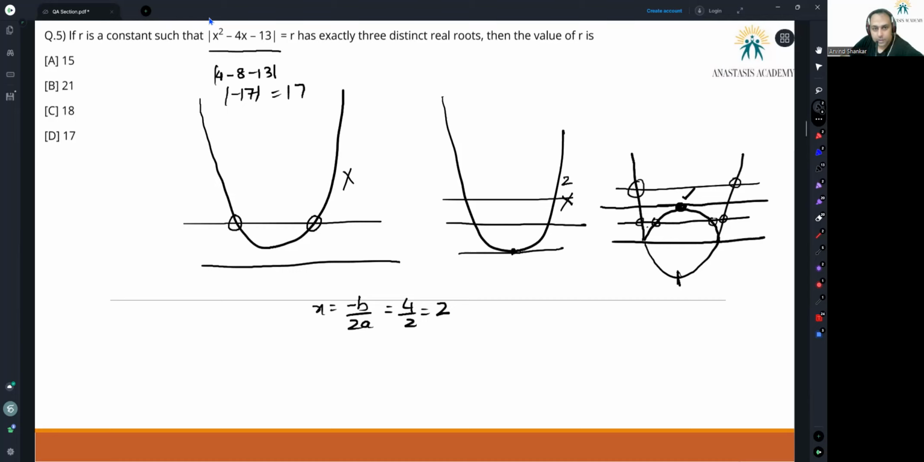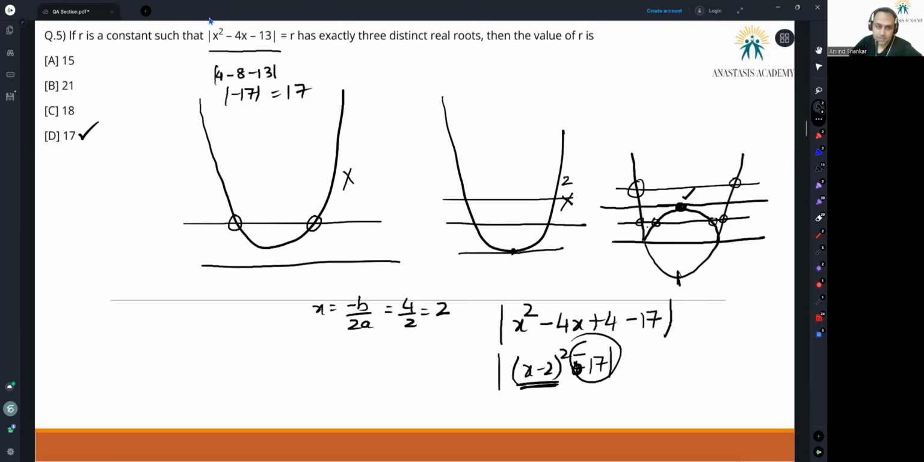This should be equal to 17 or option D. The other way you can think of this is completing the square. x square minus 4x plus 4 minus 17. Given that this is x minus 2 whole square minus 17, you can see this portion is definitely going to give you a positive result only. So only this part is the one that matters for us. That way you can reach 17. Either way, both of them would be acceptable.